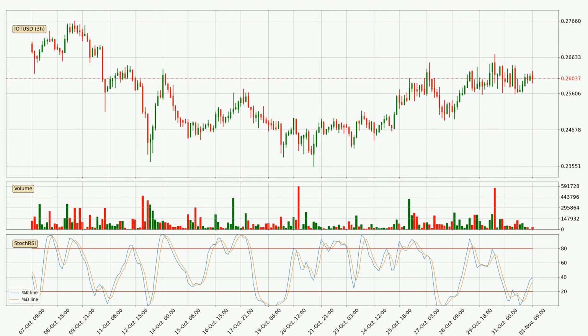Jumping to the 3-hourly stochastic RSI, there are no signs of the stochastic RSI being oversold or overbought at this time, but because the %K line is over the %D line, we can deduce that the trend is currently on the up.